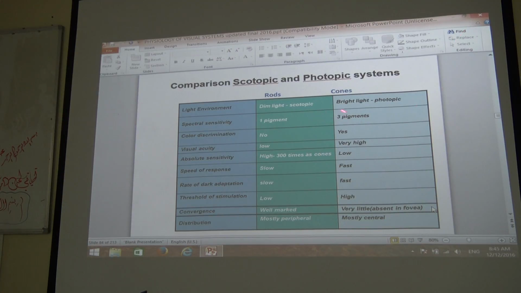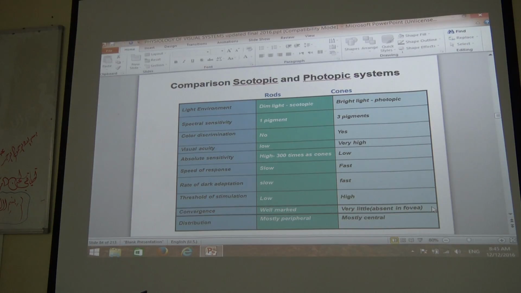Okay, we have 3 pigments in the cones and 1 pigment in the rods. The sensitivity of the rods is very high when compared with the sensitivity of the cones. And the threshold of stimulation is very low for the rods when compared with the cones. Okay, almost all the rods will develop convergence. And the function of convergence is to intensify the weak stimuli. Convergence increases the response. Okay?